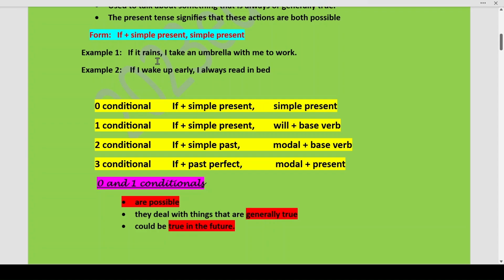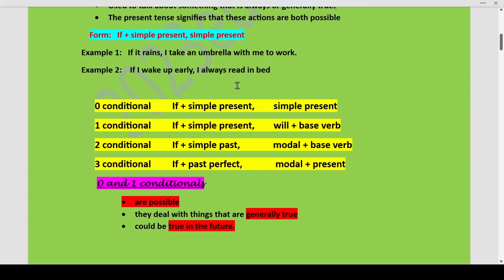But if I join this clause, if it rains, to an independent clause, I take an umbrella with me to work, then this whole sentence, which is made up of these two clauses, makes complete sense. If it rains, what do I do? I take an umbrella with me to work. Example 2: if I wake up early, I always read in bed. Now, I always read in bed makes sense. If I wake up early on its own, am I able to convey any sense to you? No. So, if I wake up early, when joined with I always read in bed, makes a complete meaningful sentence.